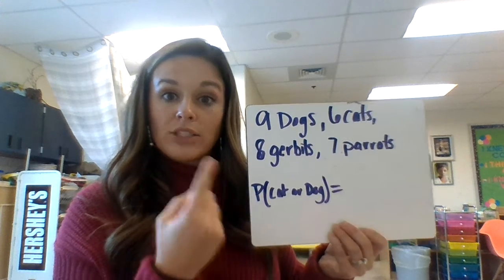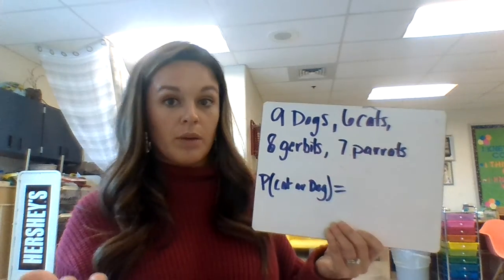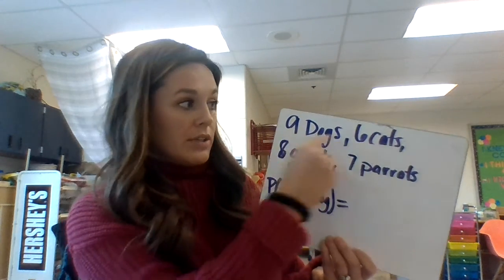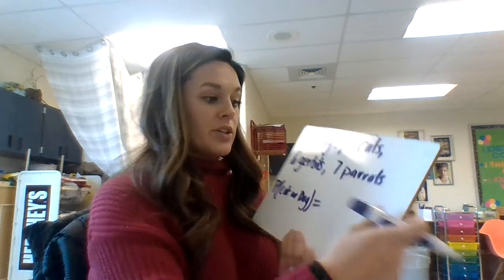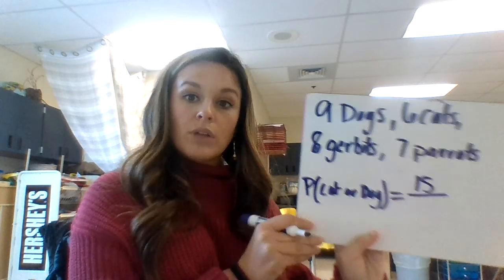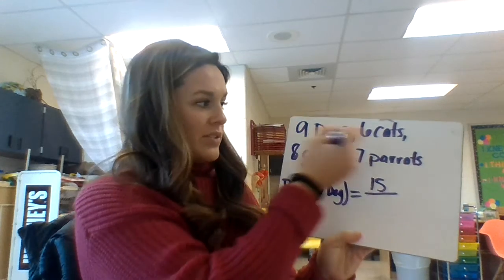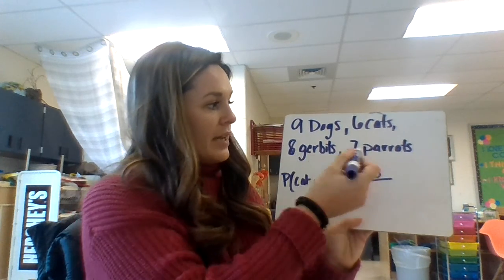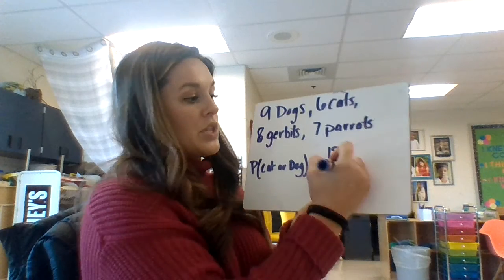So to find that top number, we want cat or dog because that's our desired outcome. So we're going to add cat and dog together, okay? So 9 plus 6 is 15. So that's our top number, our desired outcome. And then our total number of outcomes would be just adding all of these numbers together. So we already know that's 15. And then 8 plus 7 is also 15. So 15 and 15 is 30.